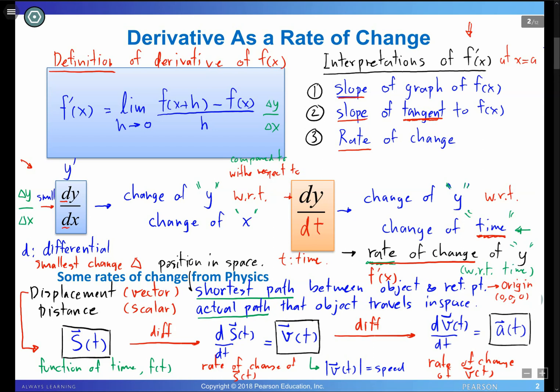Okay, so we have three quantities here. First one, displacement. And second one, velocity, right here. And last one, acceleration. And this is the relationship between these three quantities we have seen in physics. You diff displacement, you get velocity. You diff velocity, you get the acceleration. Now, let's work on some examples in the next slide.